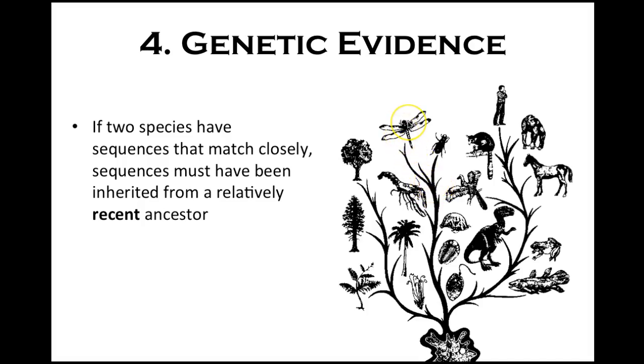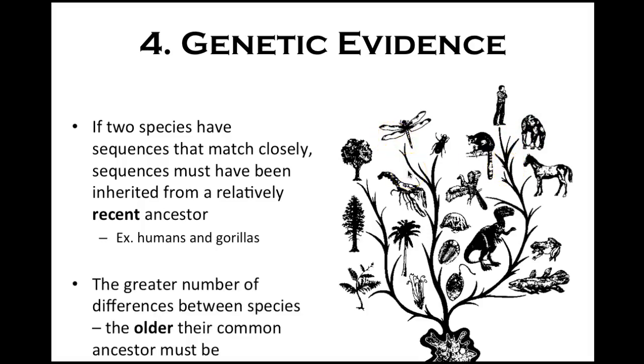But if you want to compare a dragonfly to, say, a human, now look and see where their lines intersect, all the way down here. And so even though we have a common ancestor, it's way farther back in time. Okay, so humans and gorillas would be two examples of animals that have a relatively recent ancestor. So if you see humans and gorillas are right here, sort of like dragonflies and beetles.